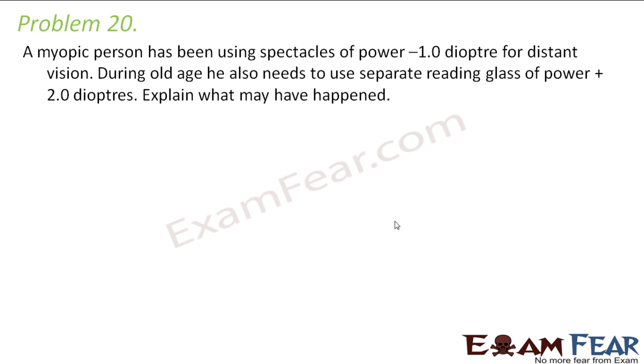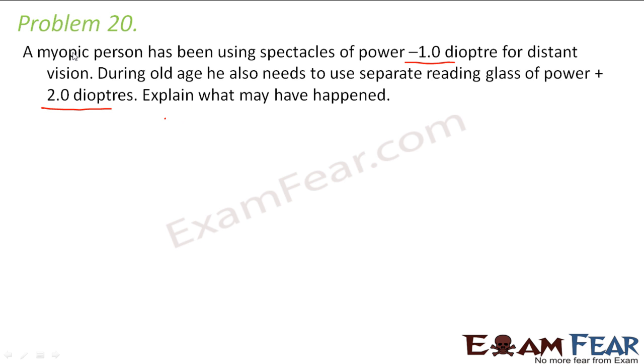Move ahead and try to solve some problems based on whatever we studied so far. The problem says that a myopic person has been using spectacles of power -1 diopter for distant vision. During old age, he also needs to use separate reading glass of power +2 diopters. Explain what might have happened.